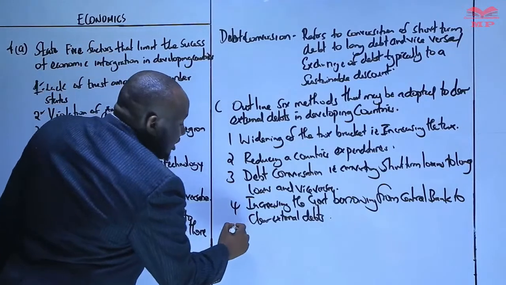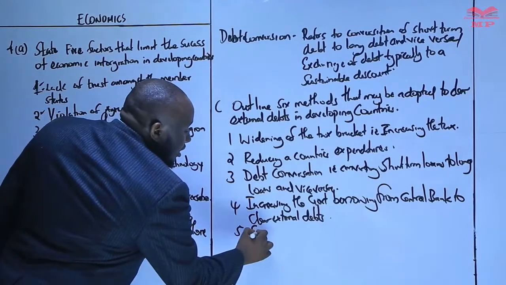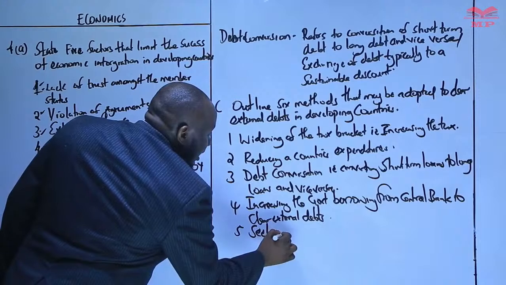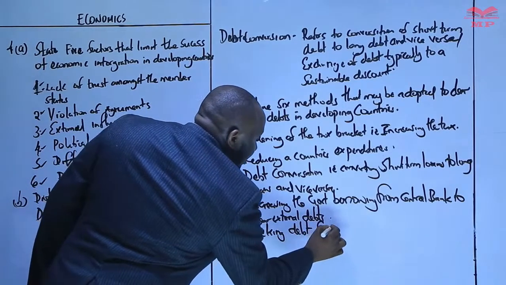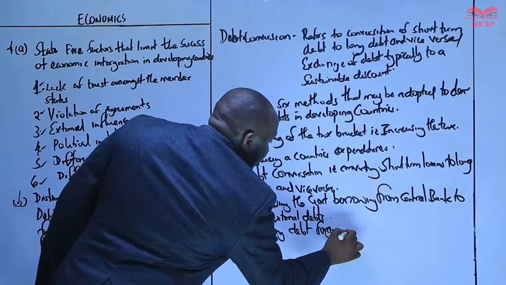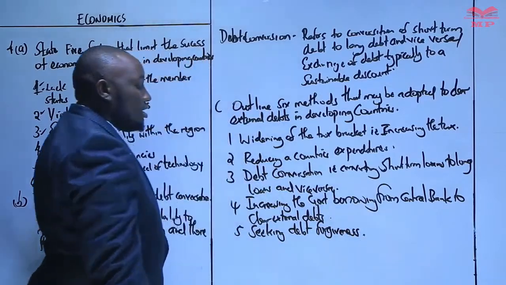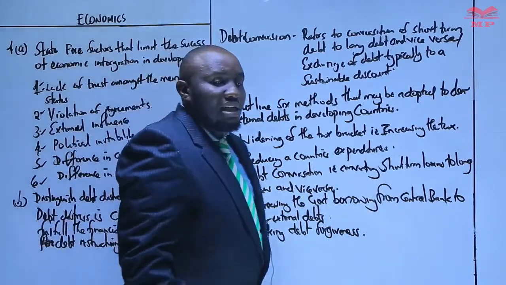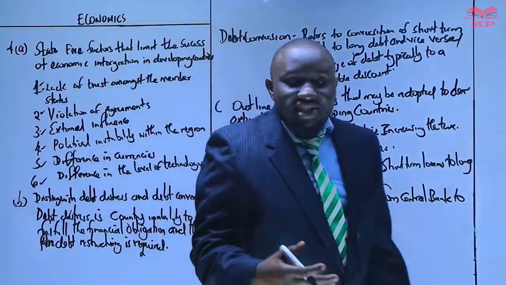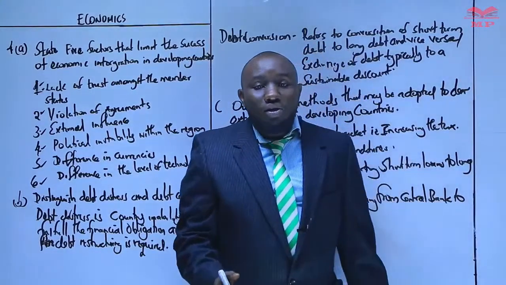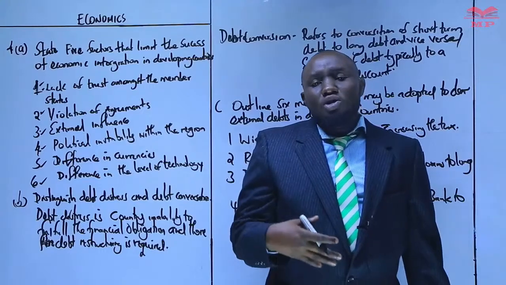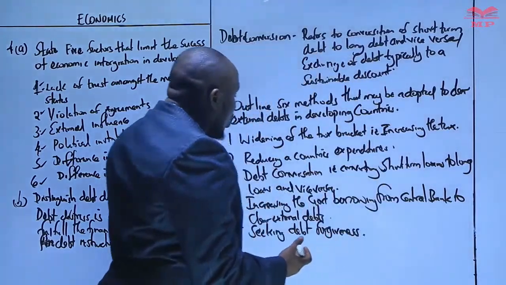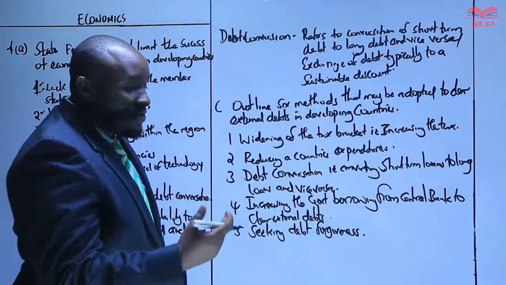But very important, one amazing thing that a country can do is seek what you call debt forgiveness. Among the points you can be asked, a country can refuse to pay debt as a way of doing away with the external debt. But the most precise and clear way is seeking debt forgiveness.